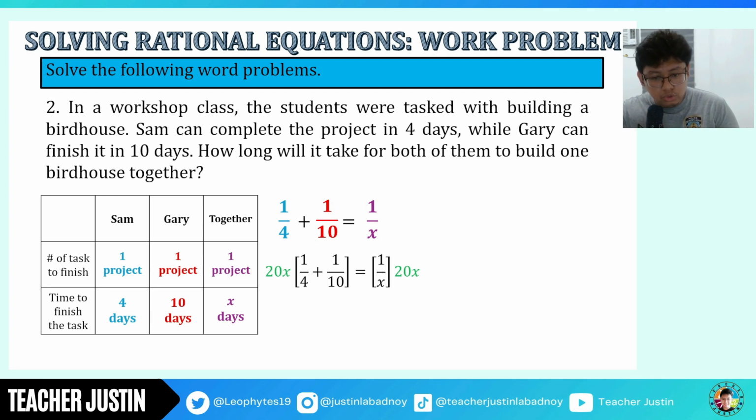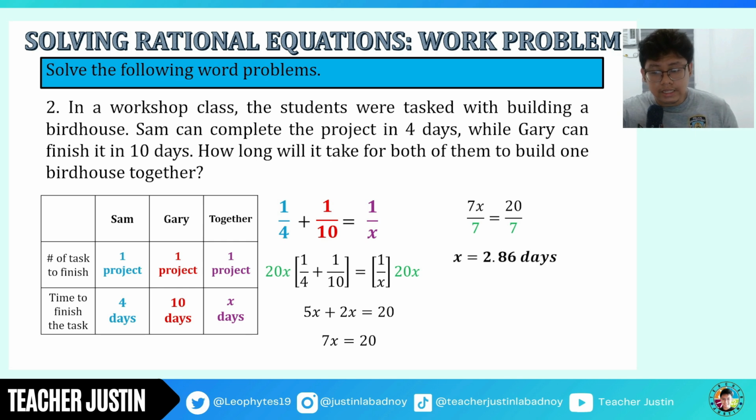Now, I will distribute 20x to each term, and that will give me 5x plus 2x is equal to 20. Now, since 5x and 2x are like terms, I can combine them, giving us 7x is equal to 20. From there, I can divide both sides by 7 so that I can isolate the value of x, and 20 divided by 7, that will give us 2.86.